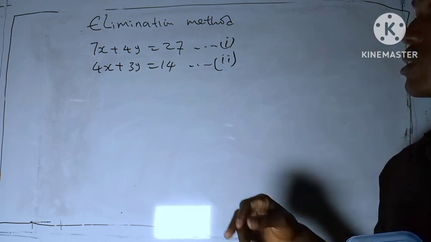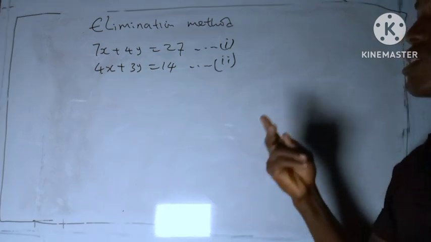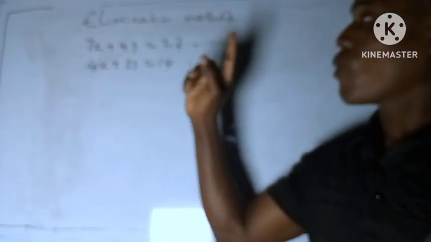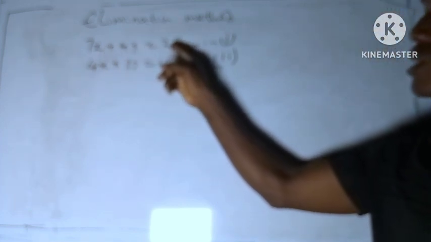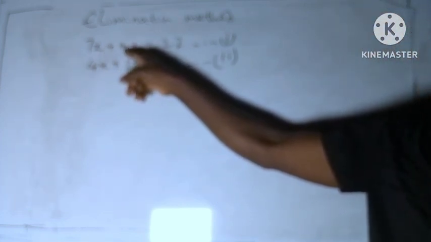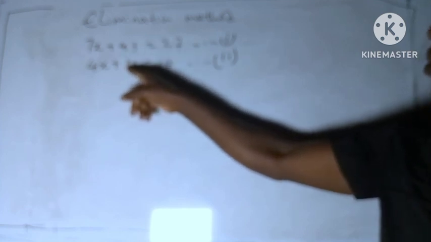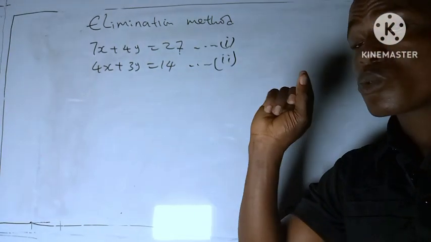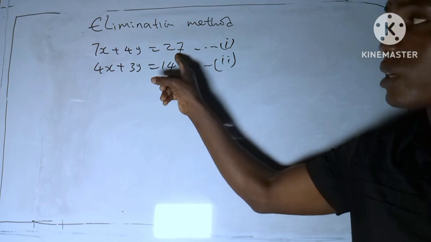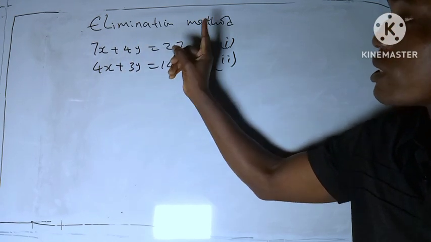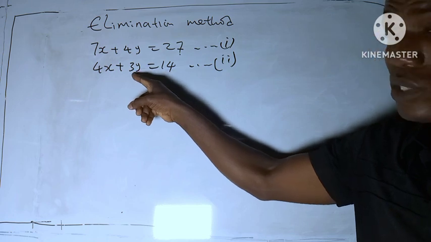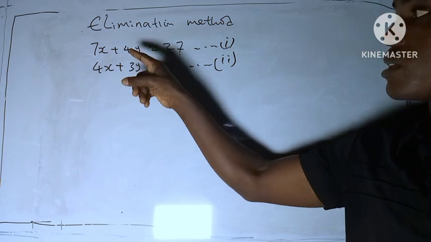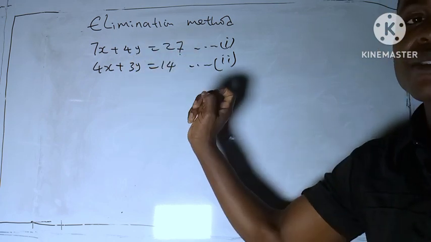Before you can start solving using the elimination method, you should think of two numbers, such that when one of them multiplies equation 1, the coefficient of y will be the same as the coefficient of y in the second equation. Meaning if here is 12, then here too will be 12. If here is 10, here too will be 10. Make sure they are the same.